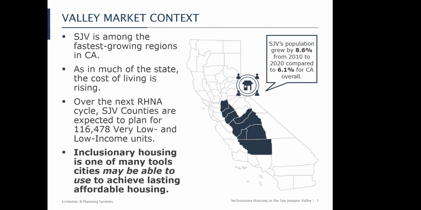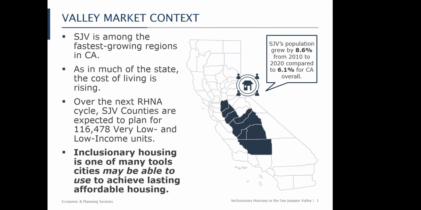So with that, we wanted to start with just a little bit of context. As many of you likely know, the San Joaquin Valley is among the fastest growing regions of California. It's growing faster than the state as a whole, at least over the course of the past decade. And as in much of the state, the cost of living is rising, including the cost of housing, which is really having the effect of exacerbating housing affordability concerns.